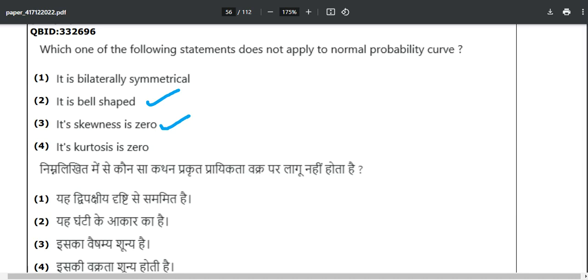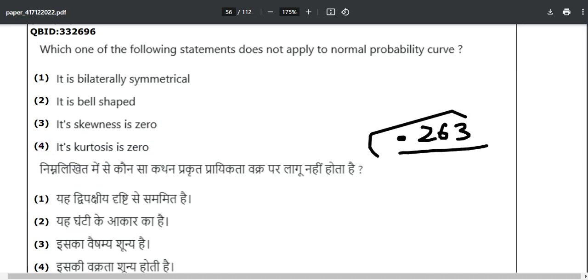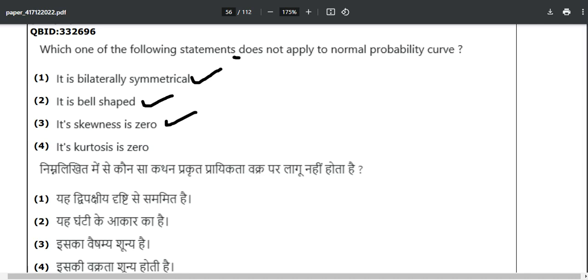Its skewness is 0. Yes, its skewness is 0, but its kurtosis is not 0. It is 0.263 or something like this, as far as I can remember. And we have leptokurtic, mesokurtic, and platykurtic also. For that you have to study more on this particular topic, but as of now these three are correct. It is asking what does not apply. Its kurtosis is not 0. So the correct answer is option number 4 over here.